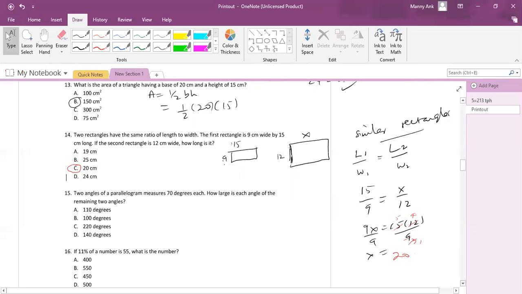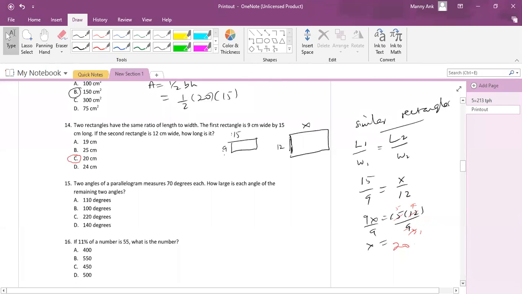So remember similar objects, similar figures: the ratio of the length to the width is constant.